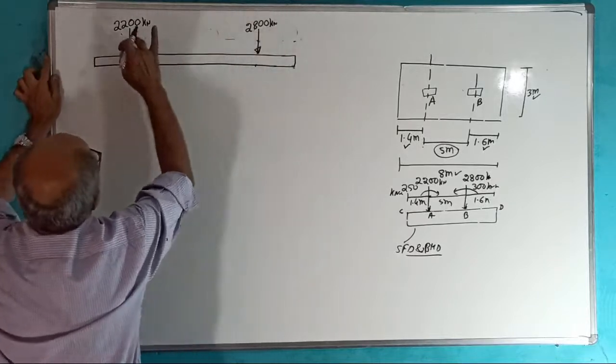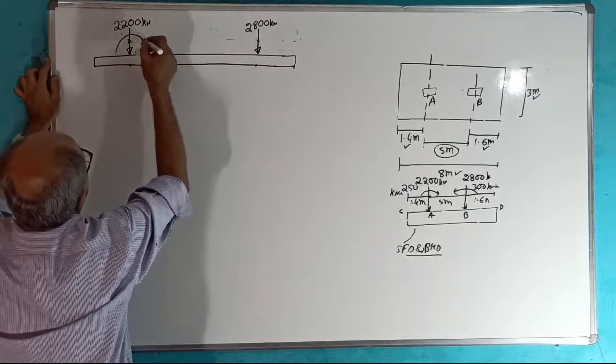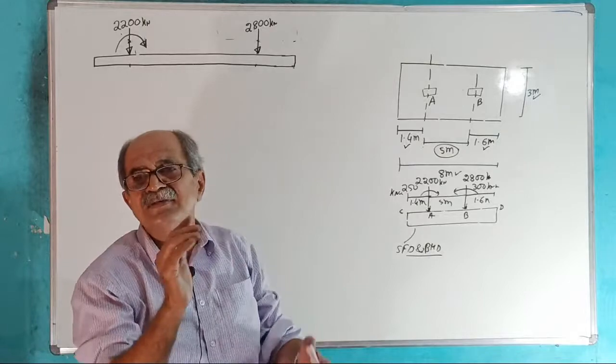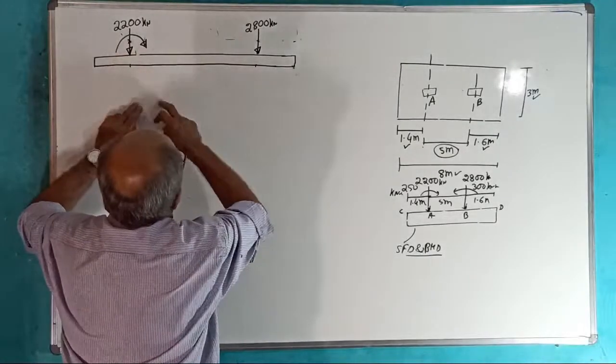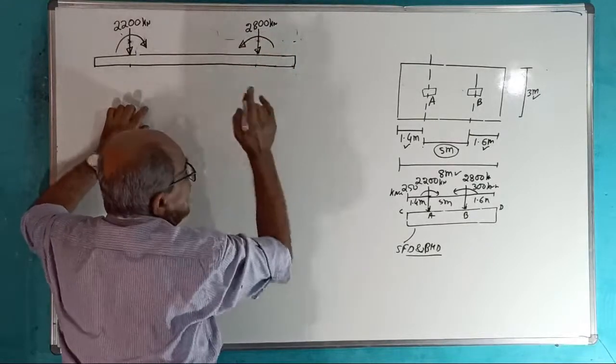Okay. Now, here there is a clockwise moment. See, I told you, if a couple comes in between, always write like this. In today's class, I am taking clockwise here and anti-clockwise here. See, the next question is also there.